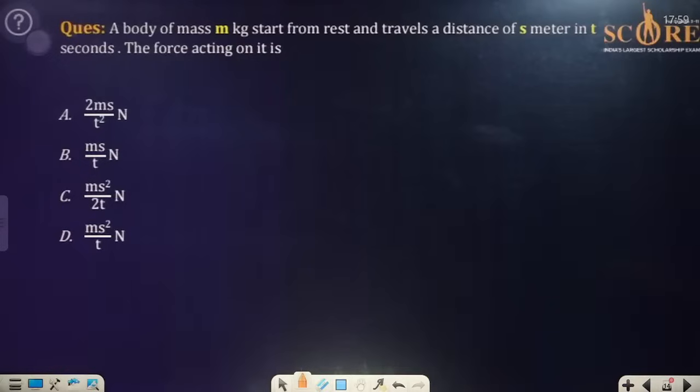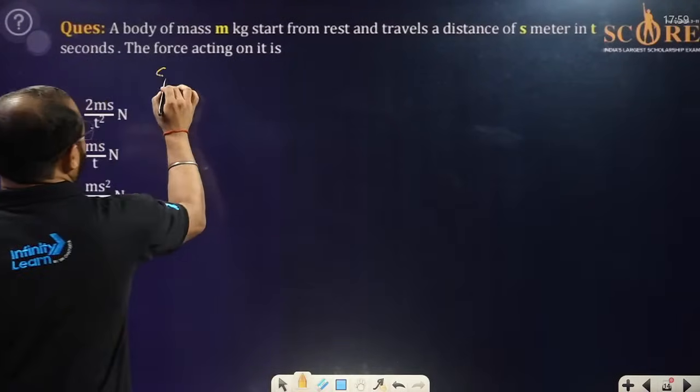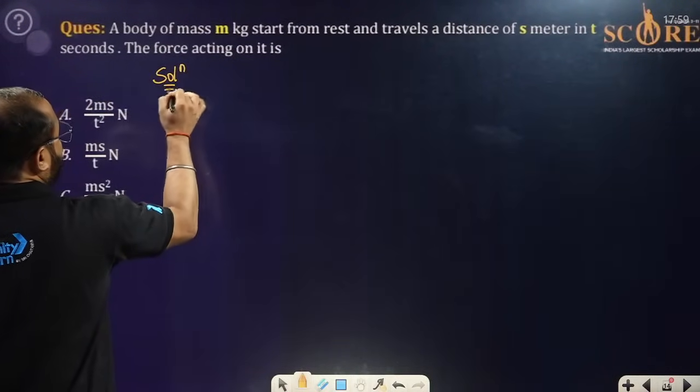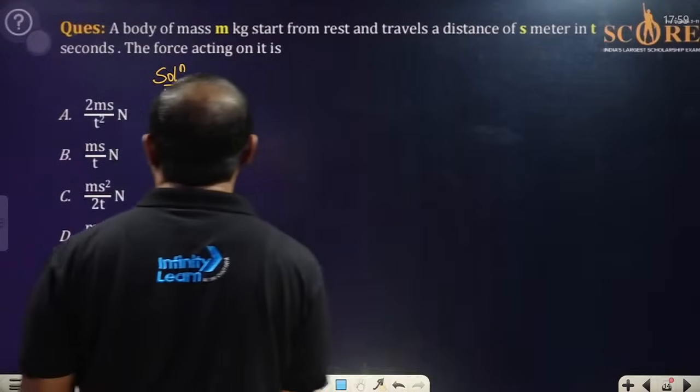What we have to find over here is, as you can see, a body of mass m kg that starts from rest. Solution for this. It is a basic question. Do not worry about the answer. If you only look at the answer, it will be very stressful.